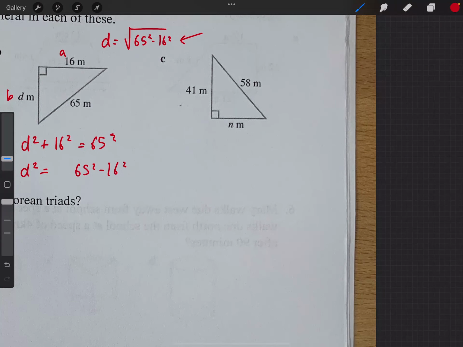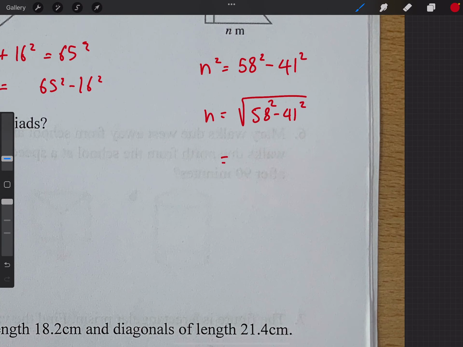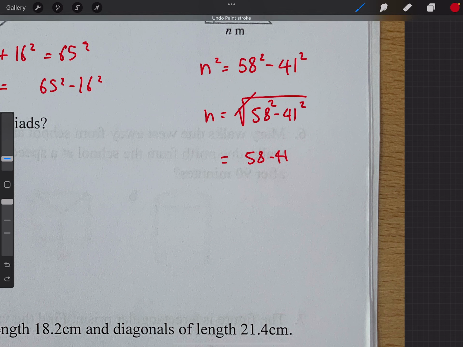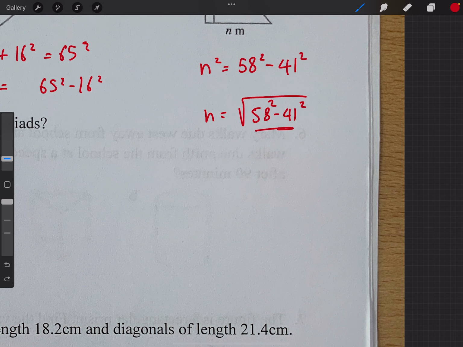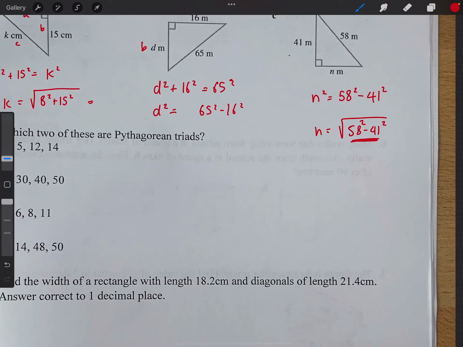Next one, I can say straight away n squared is equal to 58 squared minus 41 squared. So therefore n is equal to the square root of 58 squared minus 41 squared. By the way, this does not equal the square root of 58, actually, sorry, not square root. This does not equal 58 minus 41. The square root does not cancel these out. It doesn't. So you have to do the working out for whatever this is and then do the square root to get n.